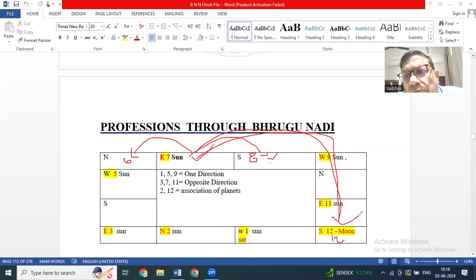If it is business, the wife is a business partner, wife or business partner. If the 7th Lord is in the 6th, 8th, 12th house, the native's business will collapse.